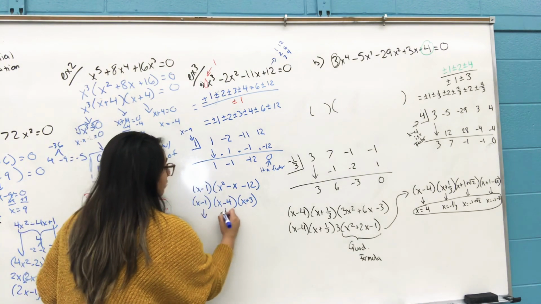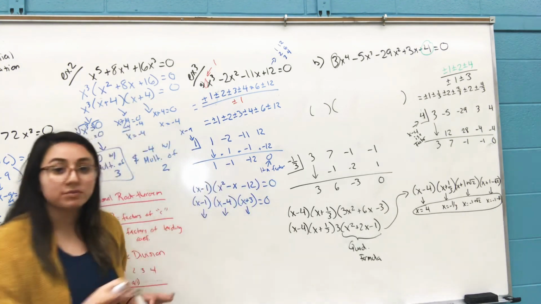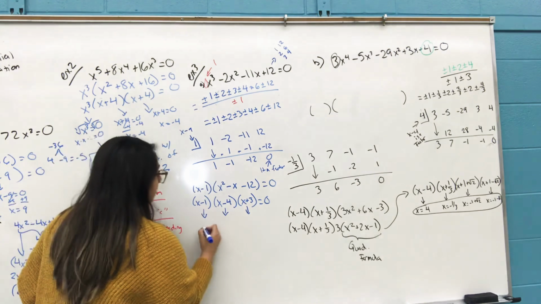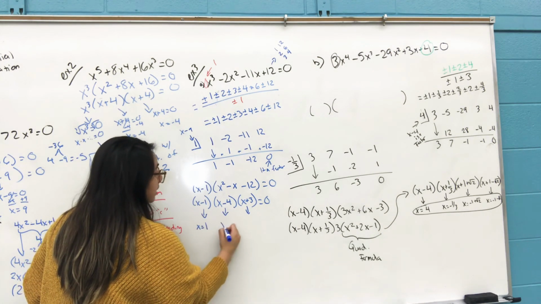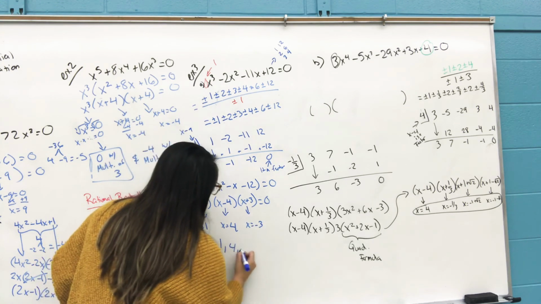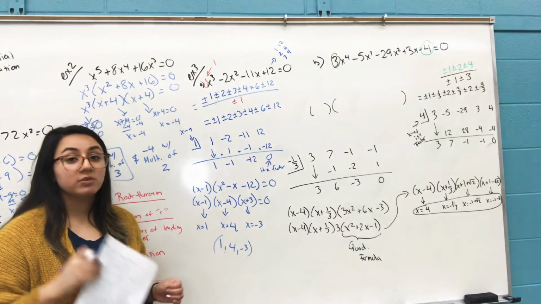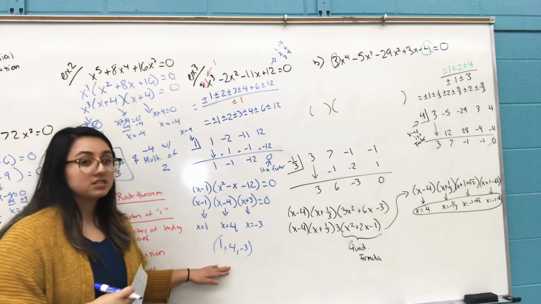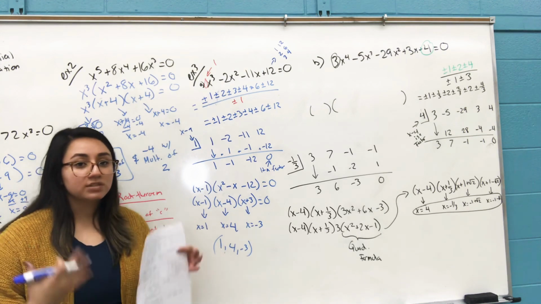Now you find factors of each one, meaning you set each of these equal to 0. Everything's always set equal to 0. Setting it equal to 0, your answers are x equals 1, x equals 4, and x equals negative 3. And that is your answer, and those are your roots. We're not going to find the multiplicity of each one. We're just trying to solve it out. So these are more complicated polynomials than what you've learned before.